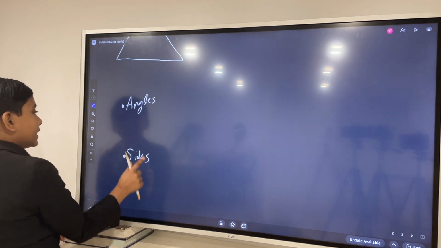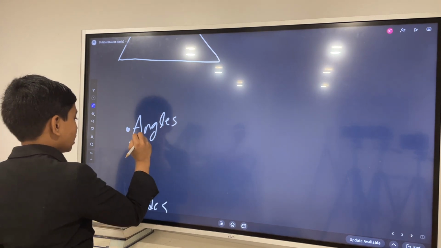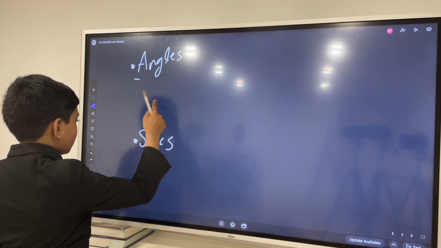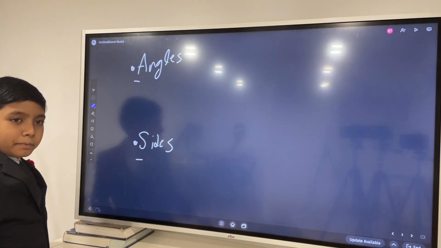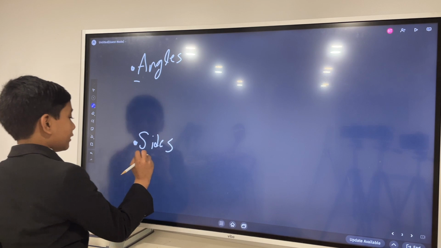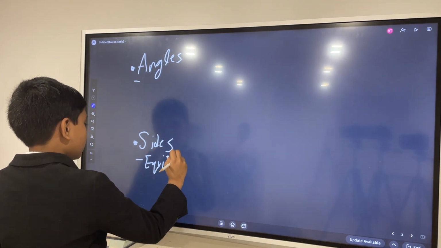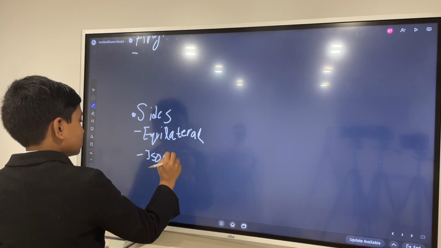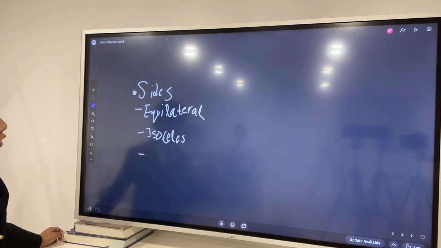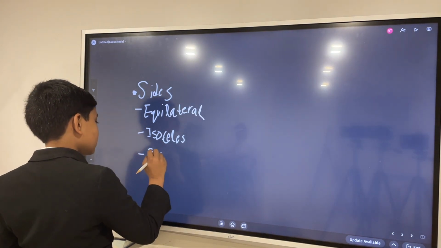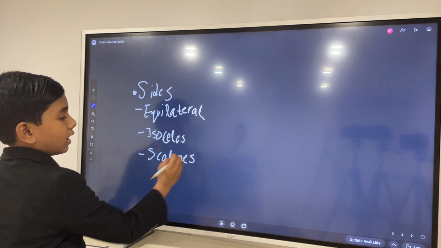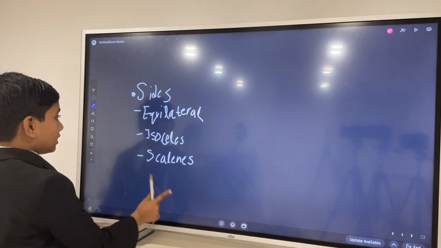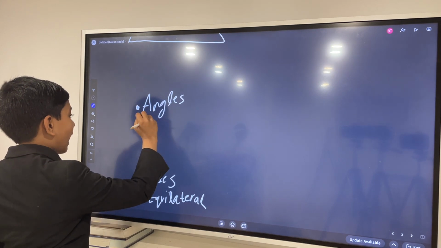First, on the angles list, we have, on the sides list, we first have equilateral. Also have isosceles. There are also scalenes. Might sound weird, but trust me, everything will be fine. And there are also others, such as in the angles we have obtuse.